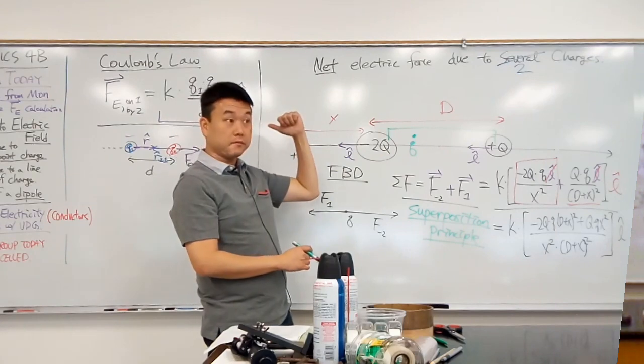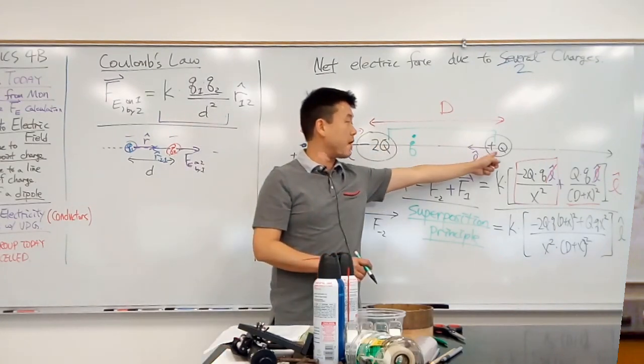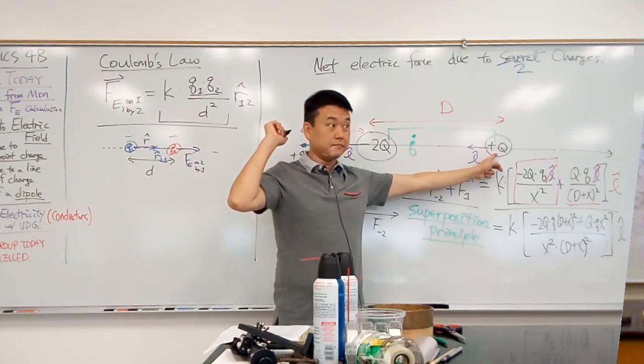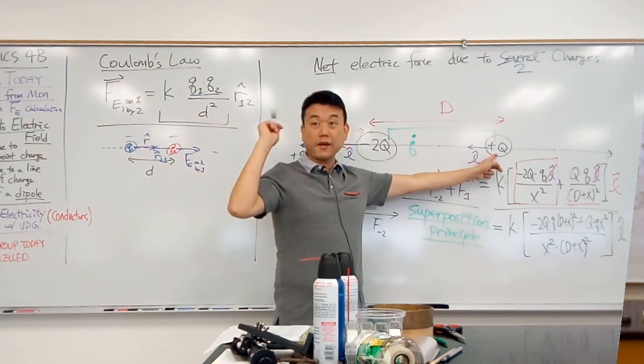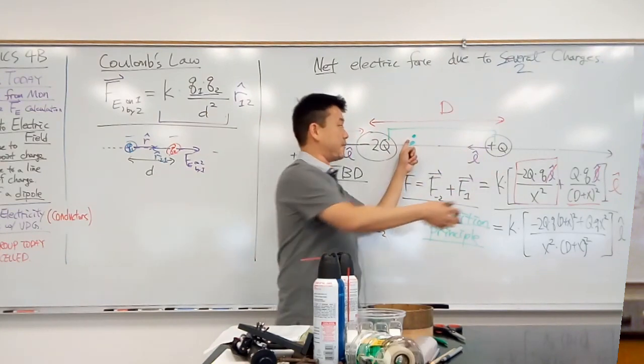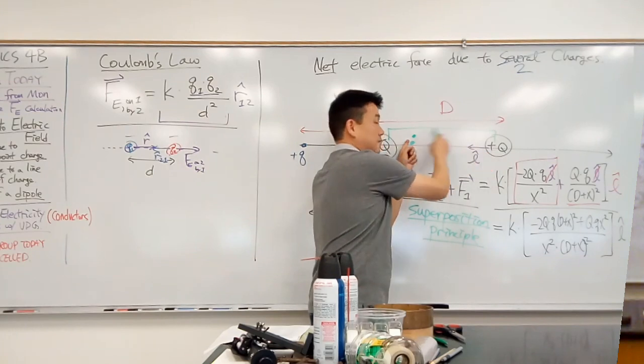Yeah, to the left, right? Because it's negative, it's attractive. What's the direction of force from positive Q? They are both positive. So is it attractive or repulsive? It's repulsive. So if this is being repelled from this, the direction is no.